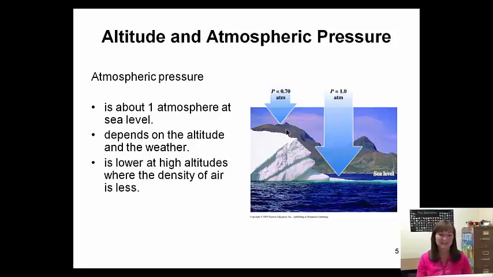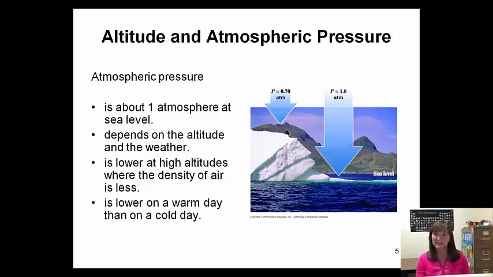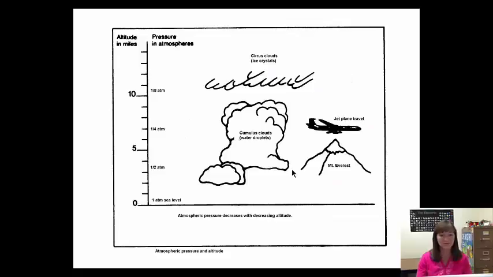Atmospheric pressure is lower at high altitudes where the density of air is less. It is lower on warm days than on cold days. So when I was talking about Hood River and Troutdale, it's often in the winter more cold in Hood River, so the air is more dense. So the pressure is going to be higher where it's cold and lower where it's warm. So it's lower on warm days, higher on cold days.